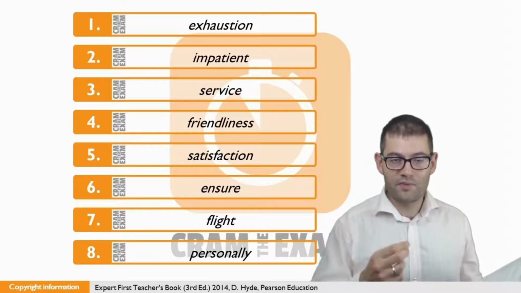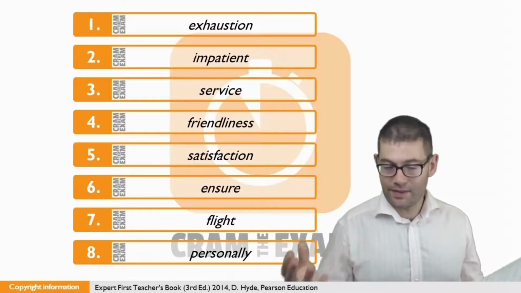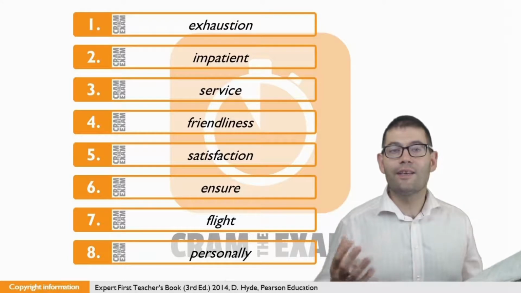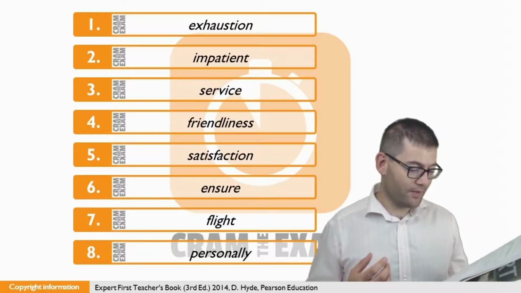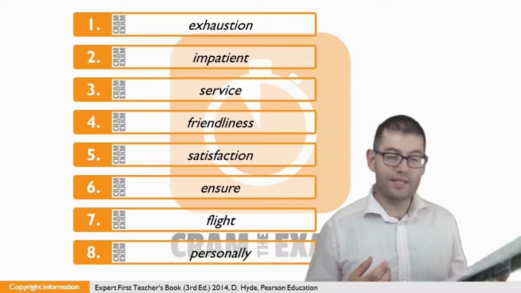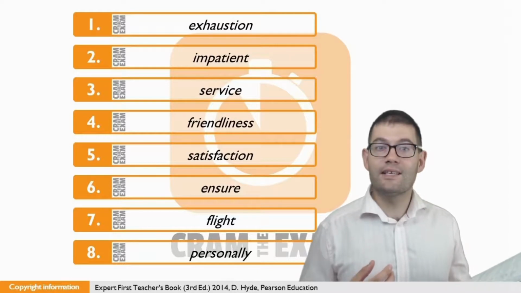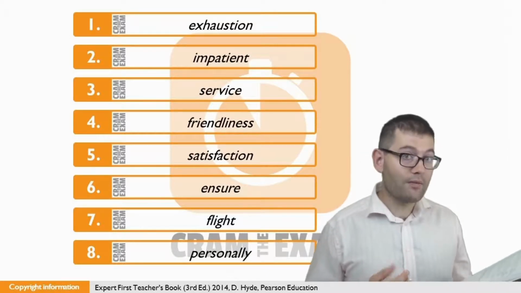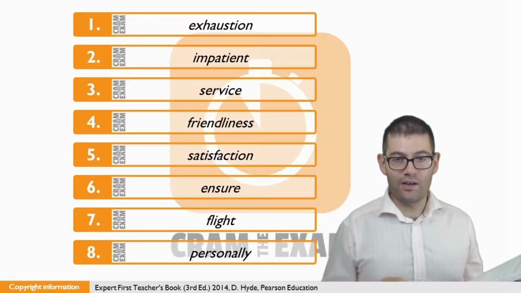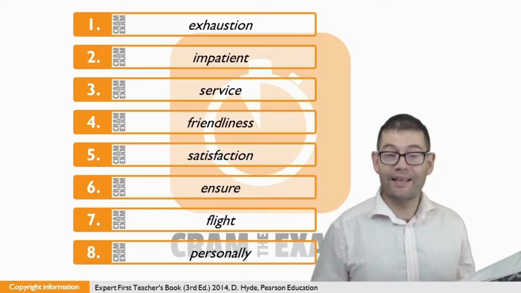Question number 7, just before the gap we've got an article. We don't have the noun to which that article refers, therefore we must have a noun for number 7. And if we have a look at the stem word, it's fly, which means the noun is flight. And because the article is an indefinite article, it must be singular, so it cannot be flights.